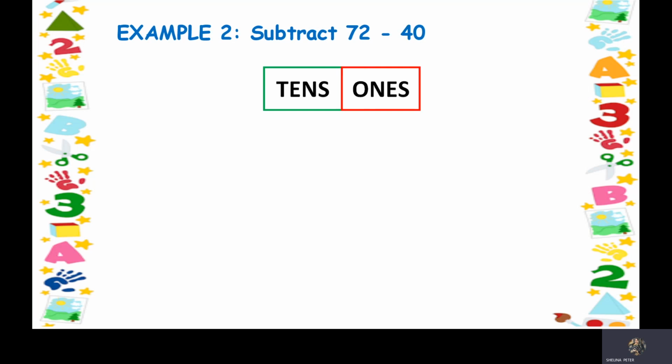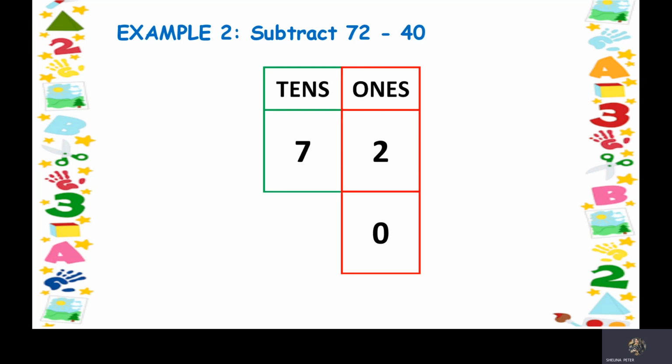Starting from ones place, we will write 2 and then 7 in 10. Then we have 40. So we'll write 0 in ones column and 4 in tens column. Then we have to subtract these numbers.